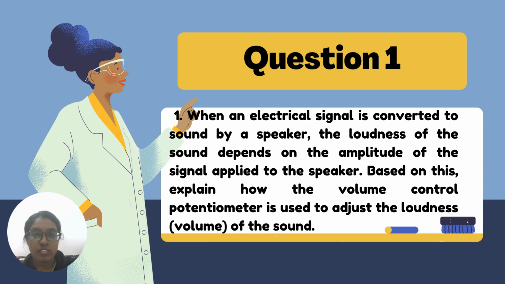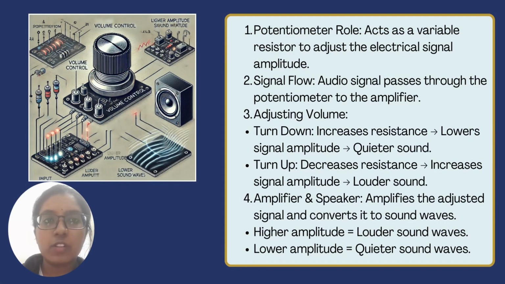When an electrical signal is converted to sound by a speaker, the loudness of the sound depends on the amplitude of the signal applied to the speaker. Based on this, explain how the volume control potentiometer is used to adjust the loudness of the sound. A volume control potentiometer is a variable resistor that regulates the amplitude of the electrical signal reaching the speaker. When you turn the knob of the potentiometer, it adjusts the resistance in the circuit. This change in resistance controls how much of the electrical signal is allowed to pass through.